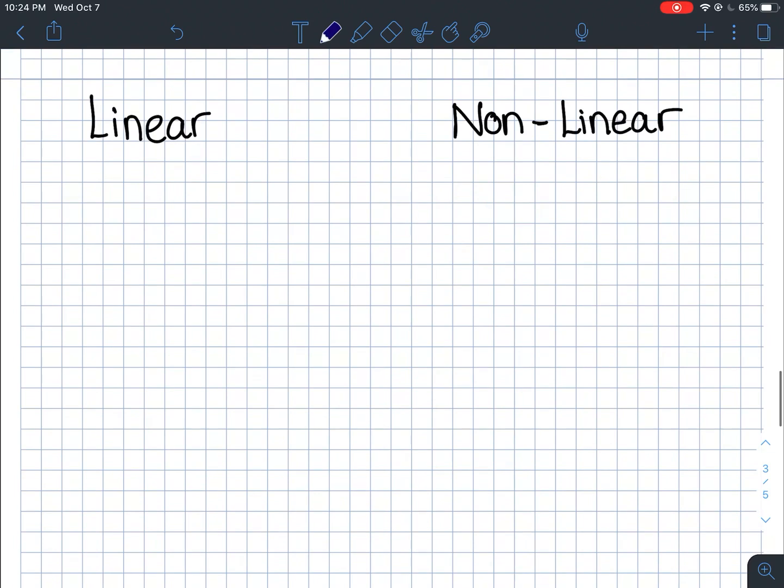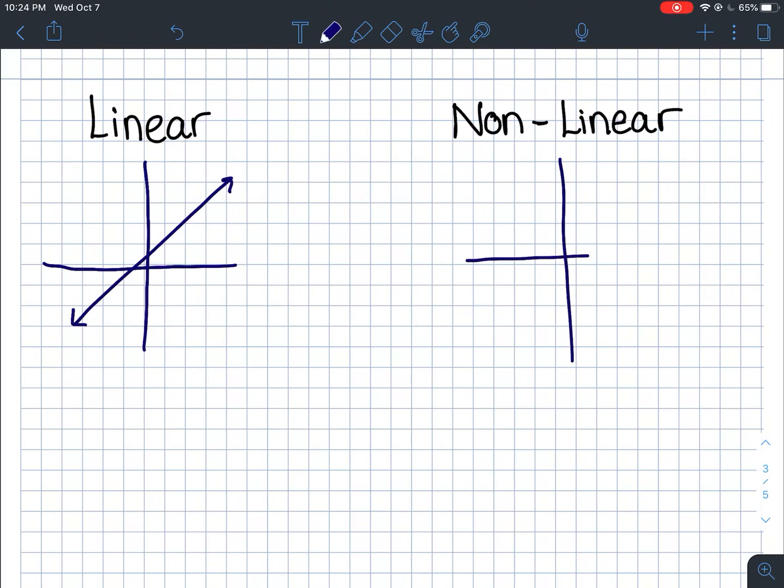Okay, that brings us to our last point, which we already made really. But I just want to emphasize, a linear graph means it's a straight line. A non-linear graph would be something that's curved. So anything that's not a straight line is non-linear. Linear means straight line.